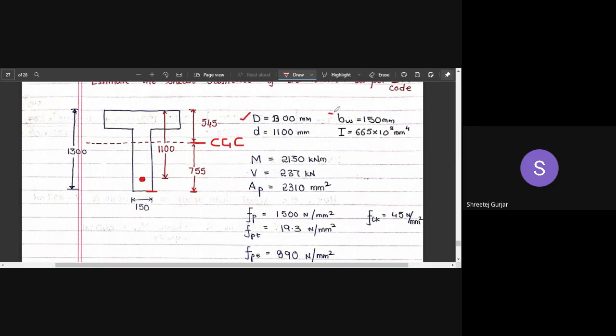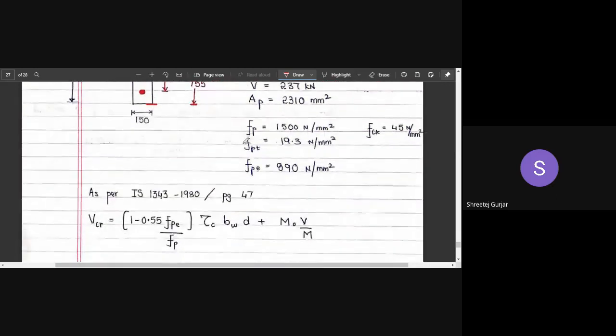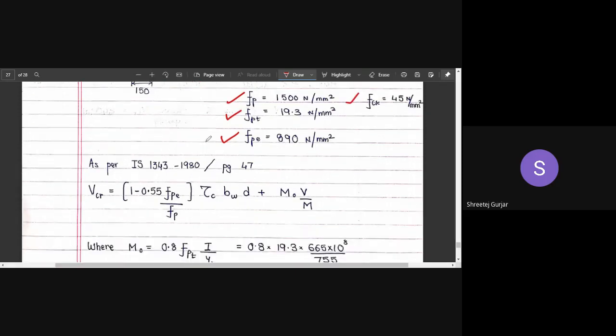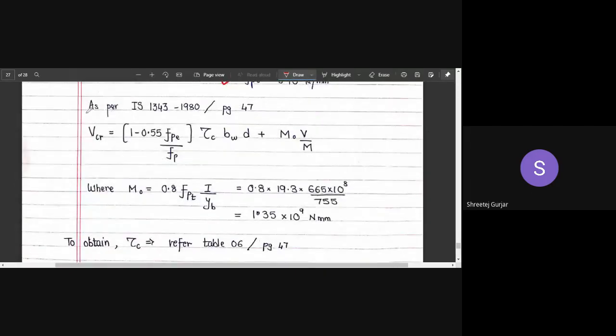You can see all the given data I have written over here for your easier understanding. FP, FPE, FPT, FCK, all these values are given. Now moving on to the solution. As per IS 1343/1980, we are using this particular code book.